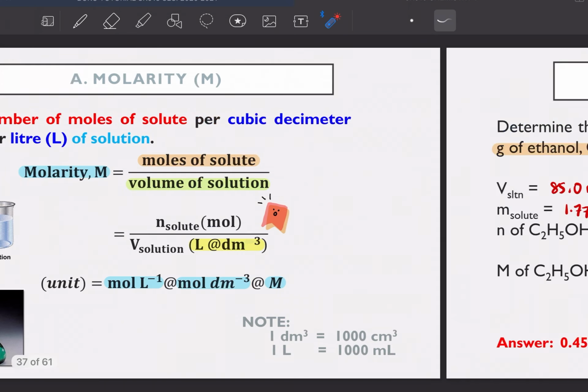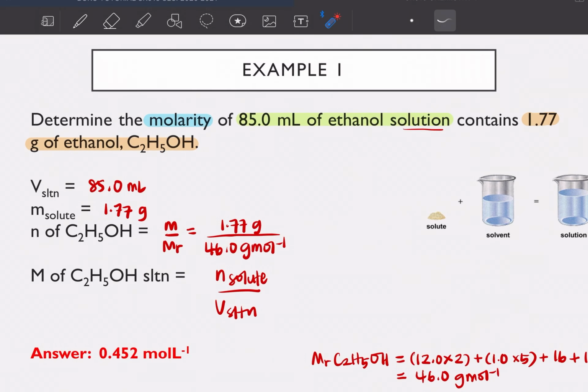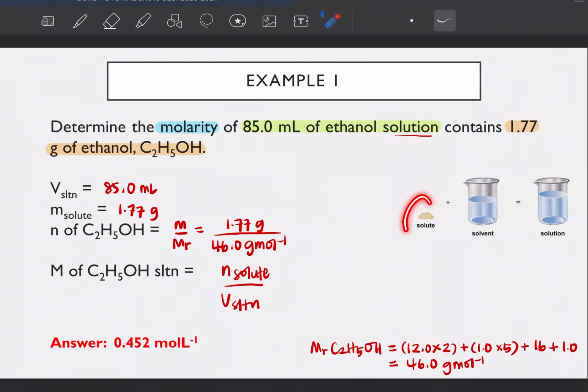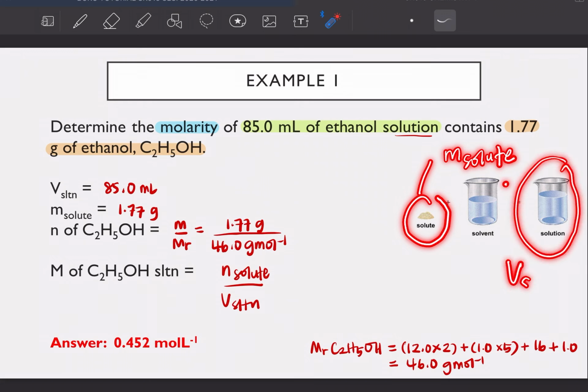Alright, okay, so first example. The question says determine the molarity of 85 mL of ethanol solution. We can see that this is the volume of solution, since dia cakap terang-terang ini adalah solution, and it contains 1.77 grams of ethanol. Maksudnya, this is our ethanol solute. We have the mass of solute and we also have the volume of solution, which is the ethanol solution lah.